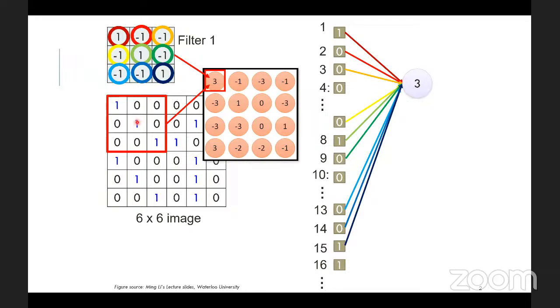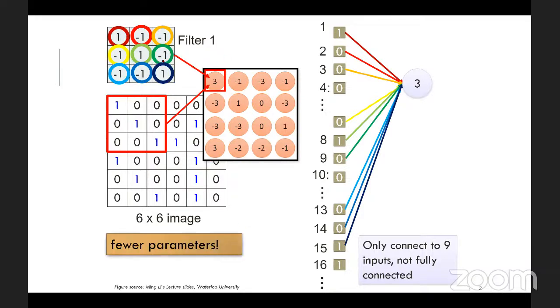Now, what is happening when we place this filter? We are connecting to 9 inputs only, not fully connected. If you remember the fully connected layer, every neuron gets a weight for every input. But here we are only connecting to 9 inputs at a time, so it is not fully connected. Because of this we get fewer parameters. You need to learn these filter coefficients, and that is what the weights are.